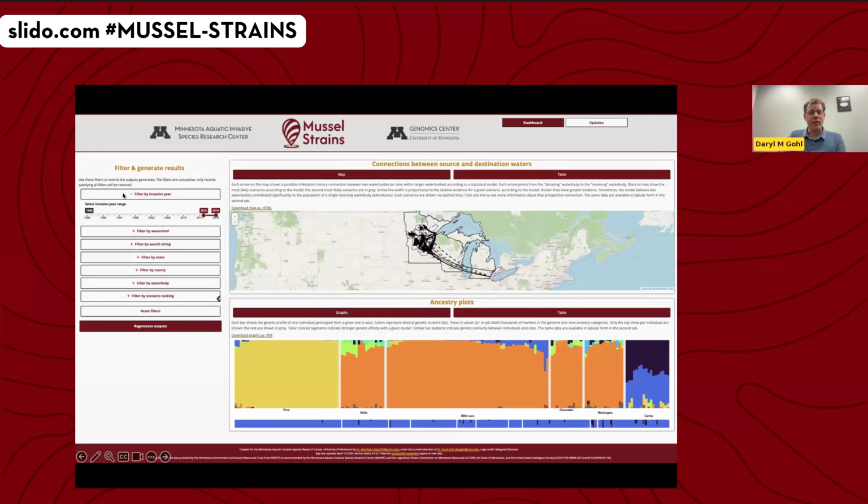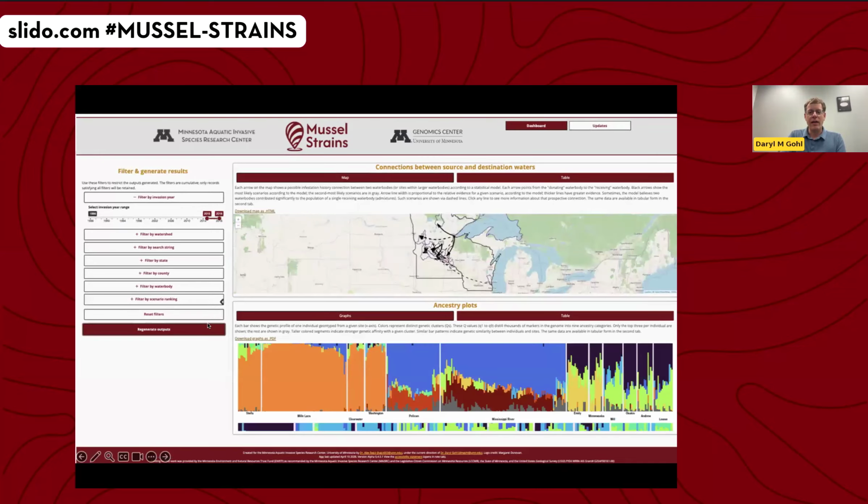So, for instance, you can click on filter by invasion year, and there's a little slider where you can look within a specific time frame. And if you click this regenerate outputs button, it will apply that filter. And so this is now showing the data just for the final 3 years of that initial data set. This would be lakes that were infested between 2015 and 2018. And so you can see the arrows become much more manageable. You can kind of see what's going on a little bit better.